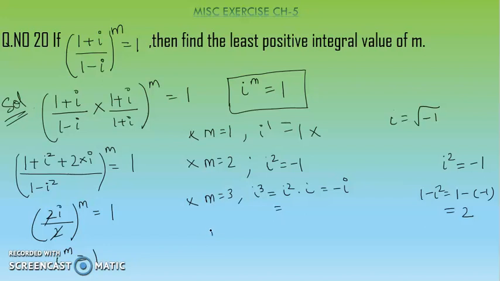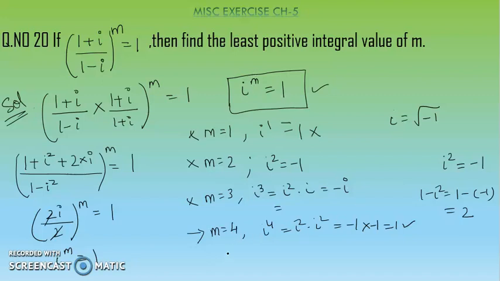Now if I take m is equal to 4, substitute here, I will get i to the power 4, which is equal to i square into i square, which is equal to minus 1 into minus 1, which is equal to 1. Correct. So this equation is satisfied when we are taking m is equal to 4. I raised to the power m is equal to 1, right?